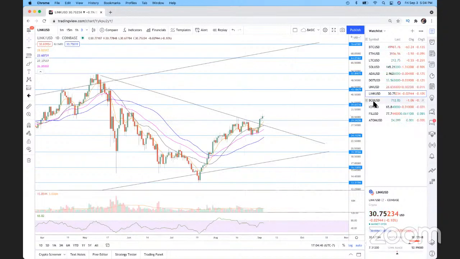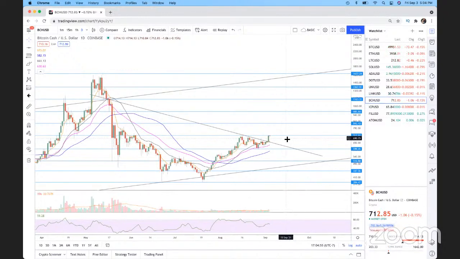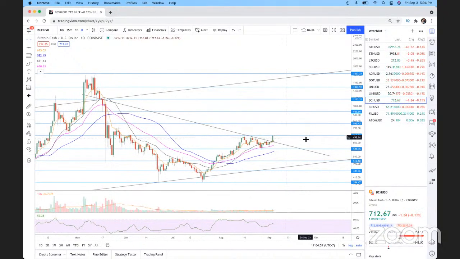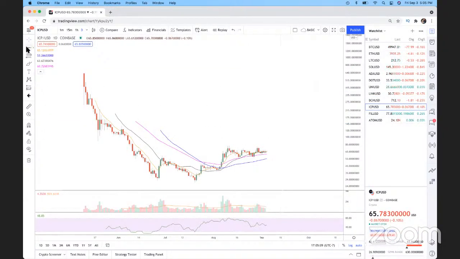So Link USD is good. This one looks good as well. BCH. So this might be the next one I maybe trade for a week or so. If it breaks out, again, the area is 715. ICP is intriguing. Let's draw some lines for this one so you have it for future reference. It's the top, 630.